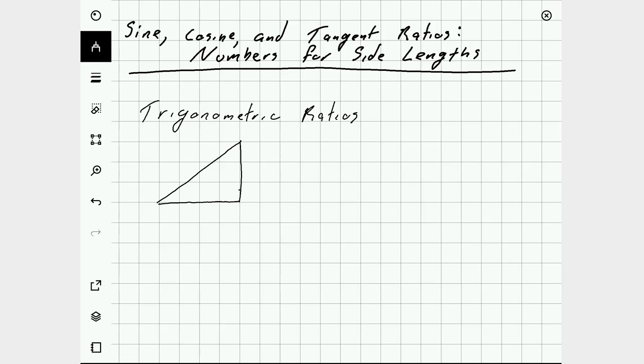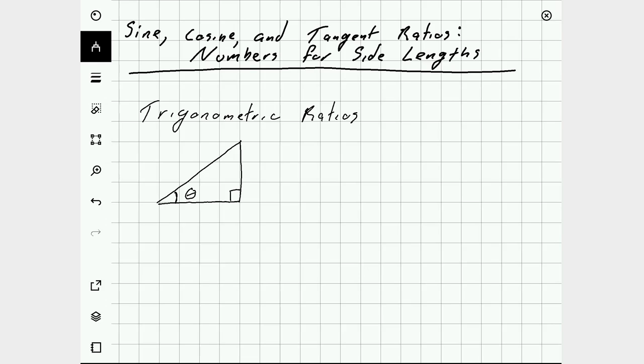If you have a right-angled triangle and you know one other angle in that triangle, this triangle is similar to every other triangle that is a right triangle that has that same one angle. So the idea of trigonometry is to simply create a table of every single possible combination based on the measurement of that angle.